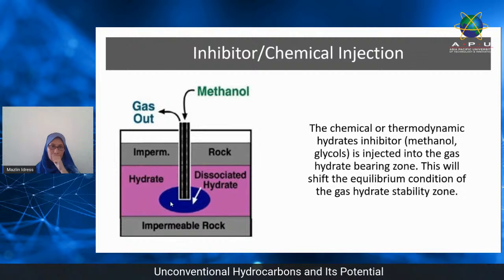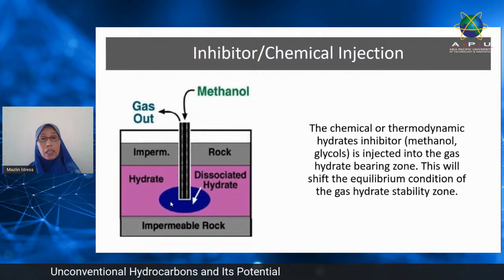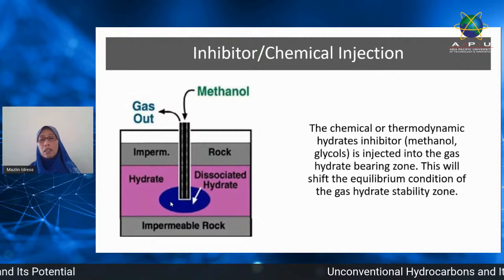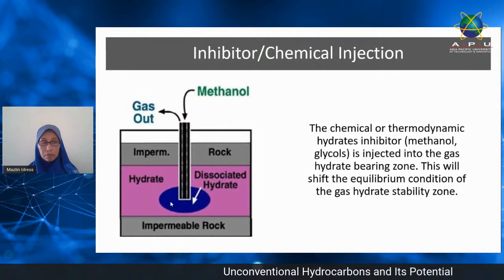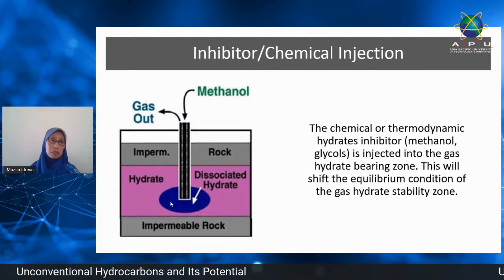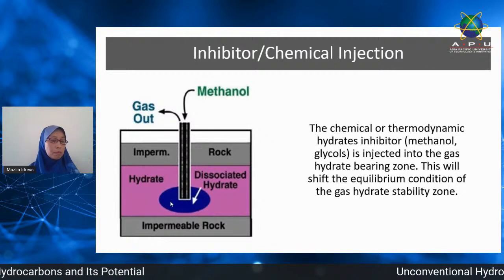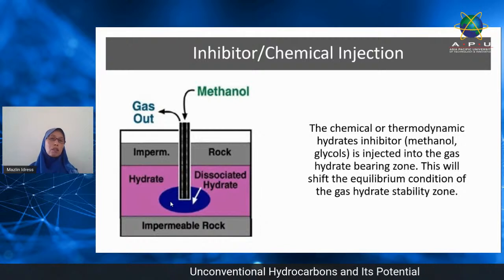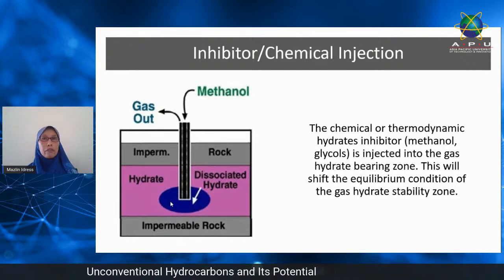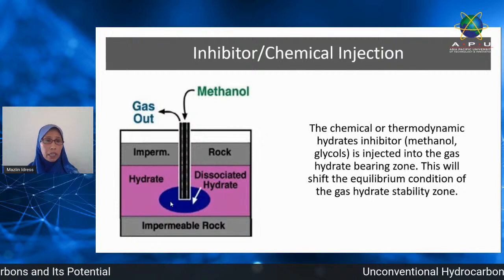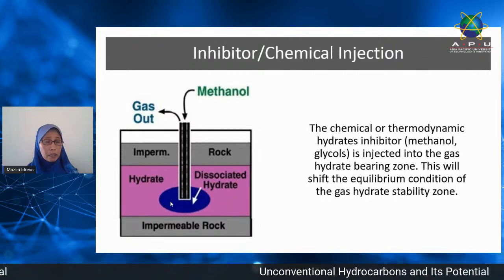Which is the chemical injection method, or inhibitor injection method. There are basically two types of gas hydrate inhibitors. The first one is thermodynamic hydrate inhibitors, where we have methanol and glycols, and the second one is kinetic hydrate inhibitors. We have PVP, PVCap, polyvinyl caprolactam.